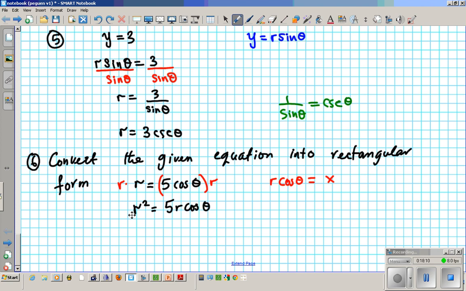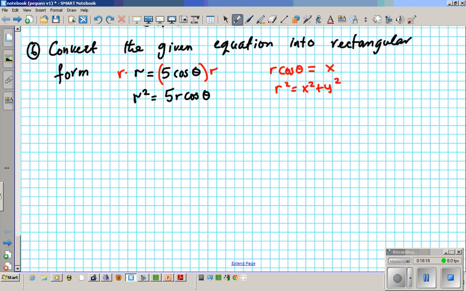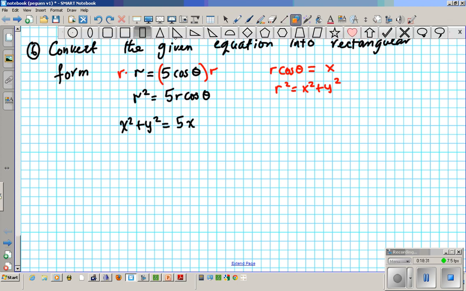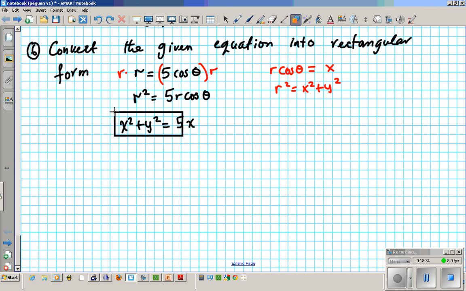Now check this out. r squared, we know that r squared is equal to x squared plus y squared. Right? So we're going to have x squared plus y squared equals 5, and you see this r cosine theta here is just x. So you have x right there. And guess what? That is the final answer.